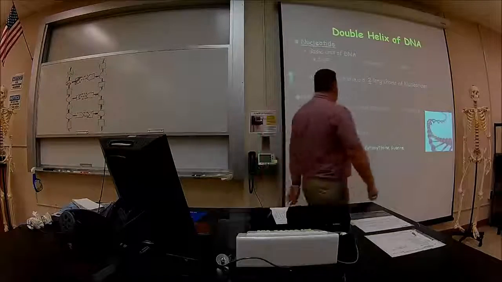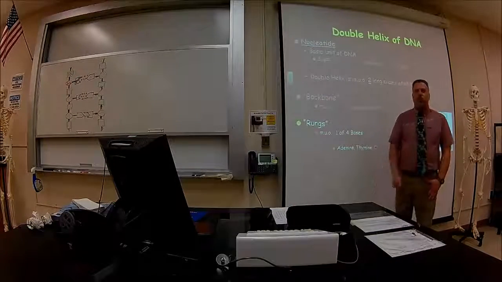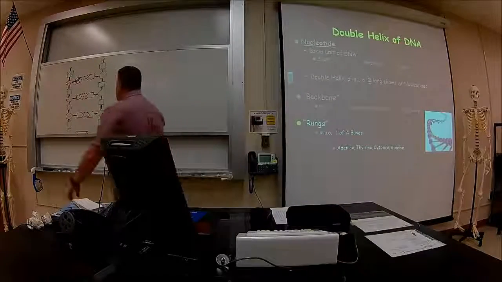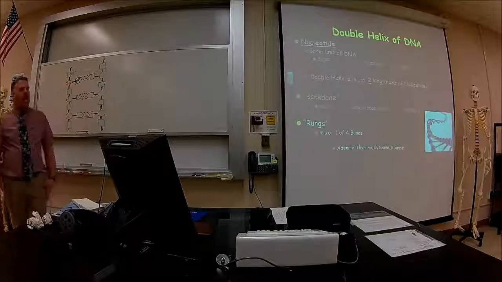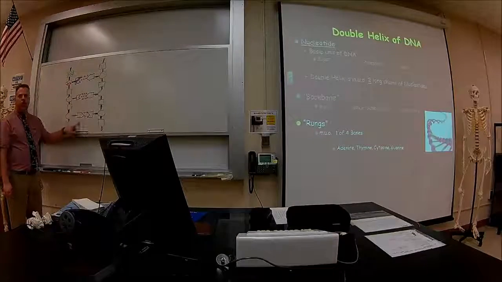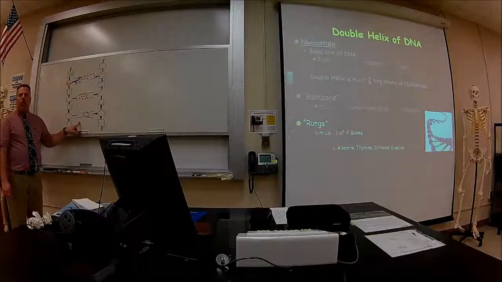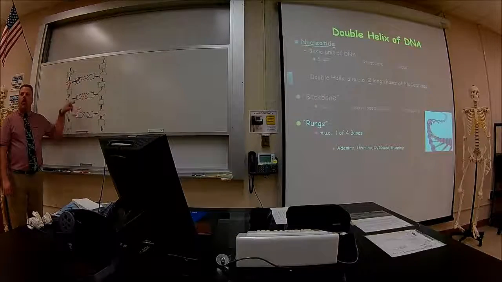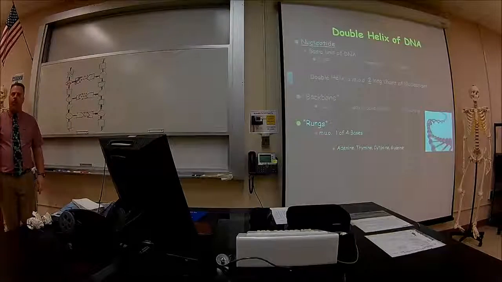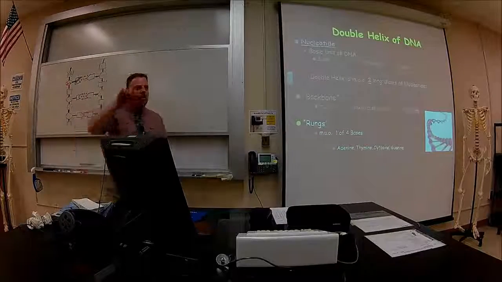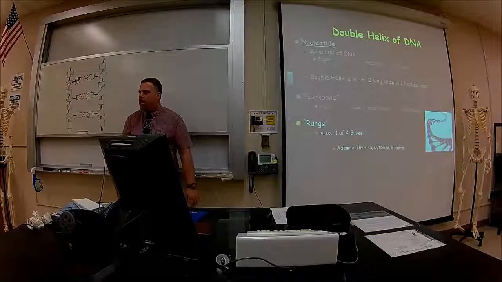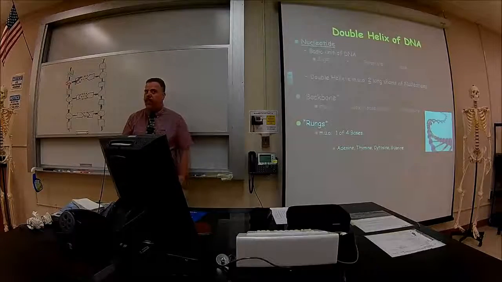The rungs are made up of one of four different bases. In DNA, the bases could be adenine, thymine, cytosine, or guanine. And they fit like a lock and key. Adenine will always go with thymine. Guanine will always go with cytosine. Pretty easy to know. The curved letters C and G work together, and just think of the mnemonic ACT. That's pretty easy. Okay? In DNA, it does that.